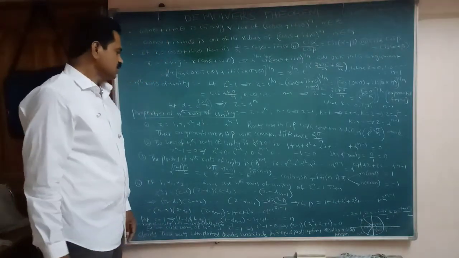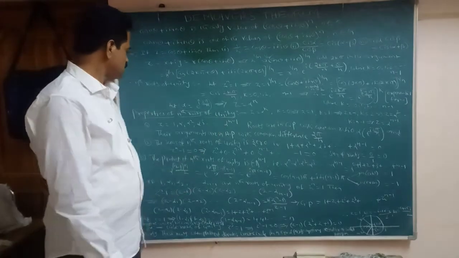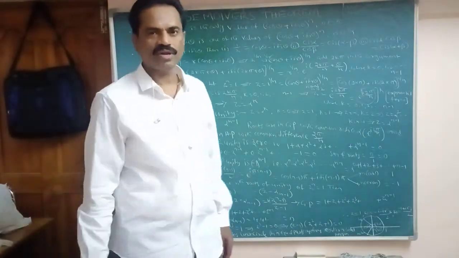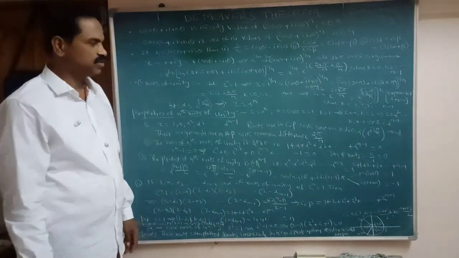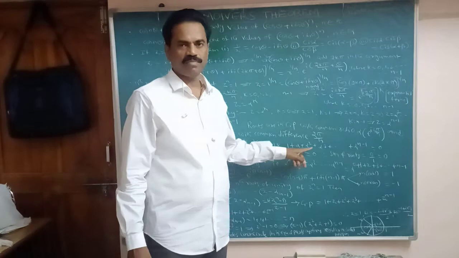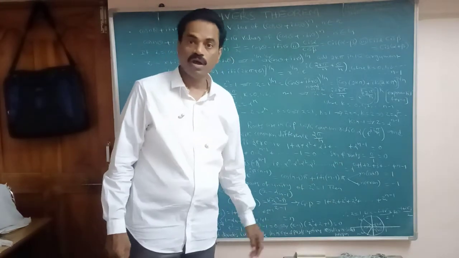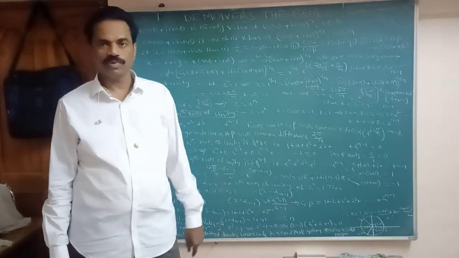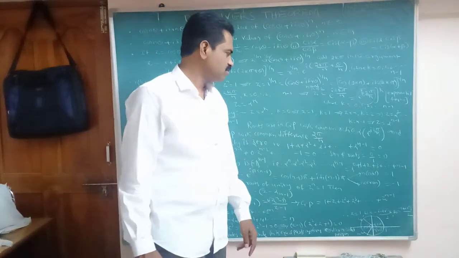Adding all the roots here, that is 1 plus alpha plus alpha square plus alpha cube plus and so on, alpha power n minus 1 is 0. So the sum of nth roots of unity is 0. That is 1 plus alpha plus alpha square plus alpha cube plus and so on, alpha power n minus 1 equals 0. Or we can write this as 1 plus alpha 1 plus alpha 2 plus and so on alpha n minus 1, equal to 0.